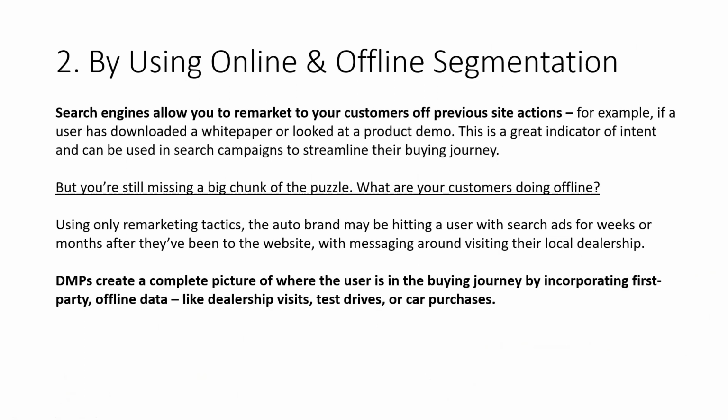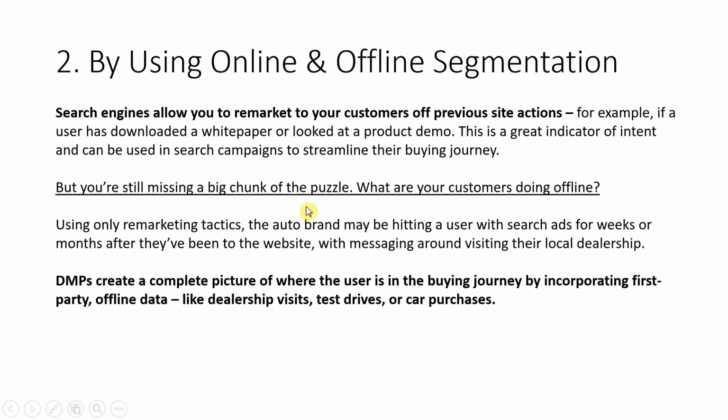By using online and offline segmentation, search engines allow you to remarket to your customers based on previous site actions. For example, if a user has downloaded a white paper or looked at a product demo, this is a great indicator of intent and can be used in search campaigns to streamline their buying journey.